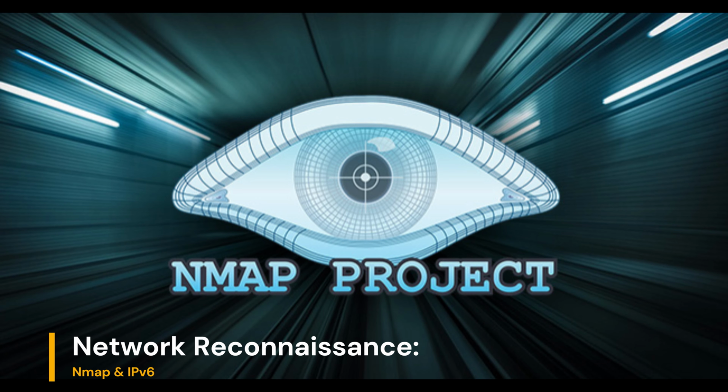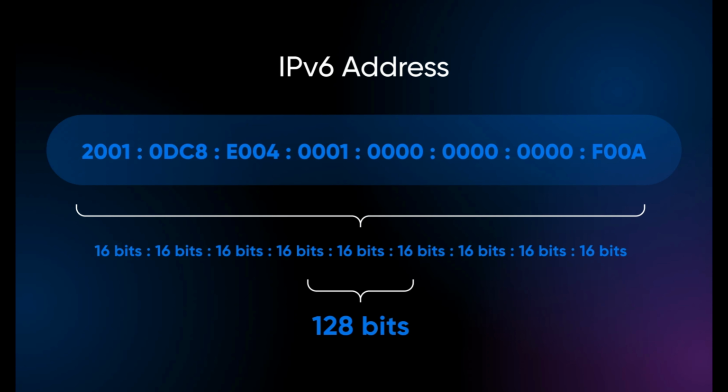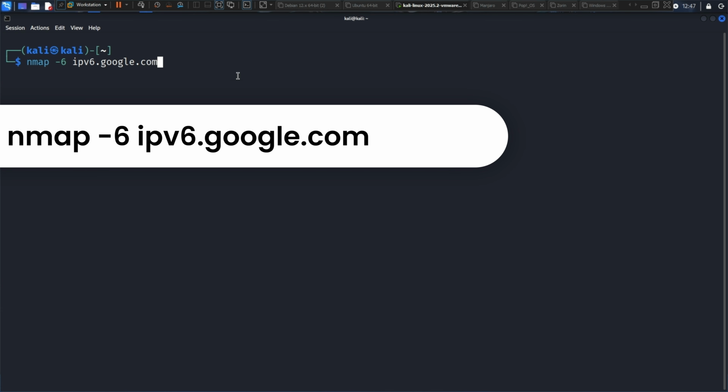You're missing devices on your network right now. IPv6 is enabled by default on everything, but most people only scan IPv4. That's a parallel network you're completely blind to. So how do you find what's hiding? Let me show you. First, let's scan a known IPv6 enabled host.